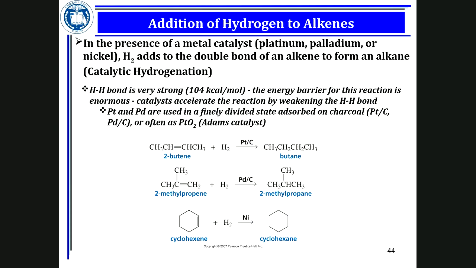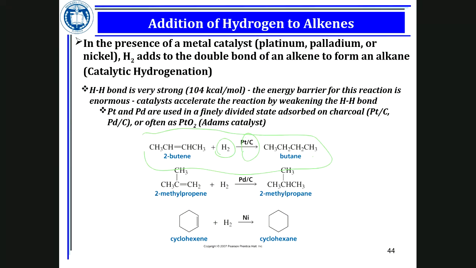Hydrogenation. Hydrogenation means adding hydrogen to an alkene. The product is going to be an alkane. Hydrogenation needs a catalyst. Your catalyst could be nickel, platinum, or palladium. Either one of these can work with the H2 and changes the alkene to alkane.